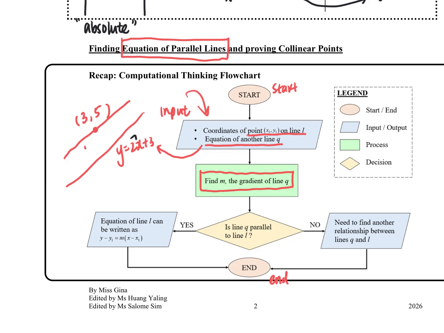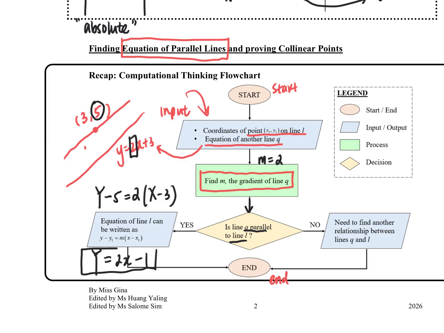So the system will go and find out the gradient is 2. Okay, and then they will ask you, is this line parallel to Q? So if yes, then you can start doing your equation. So put in your 5, the gradient is the same. Then x minus 3 and then you get your equation. Okay, so this is your equation. Then that's the end. So the question will say end. Okay, but if it's not parallel, then you need to find another relationship. They will say find another relationship between the equations. If it's perpendicular, then another loop.